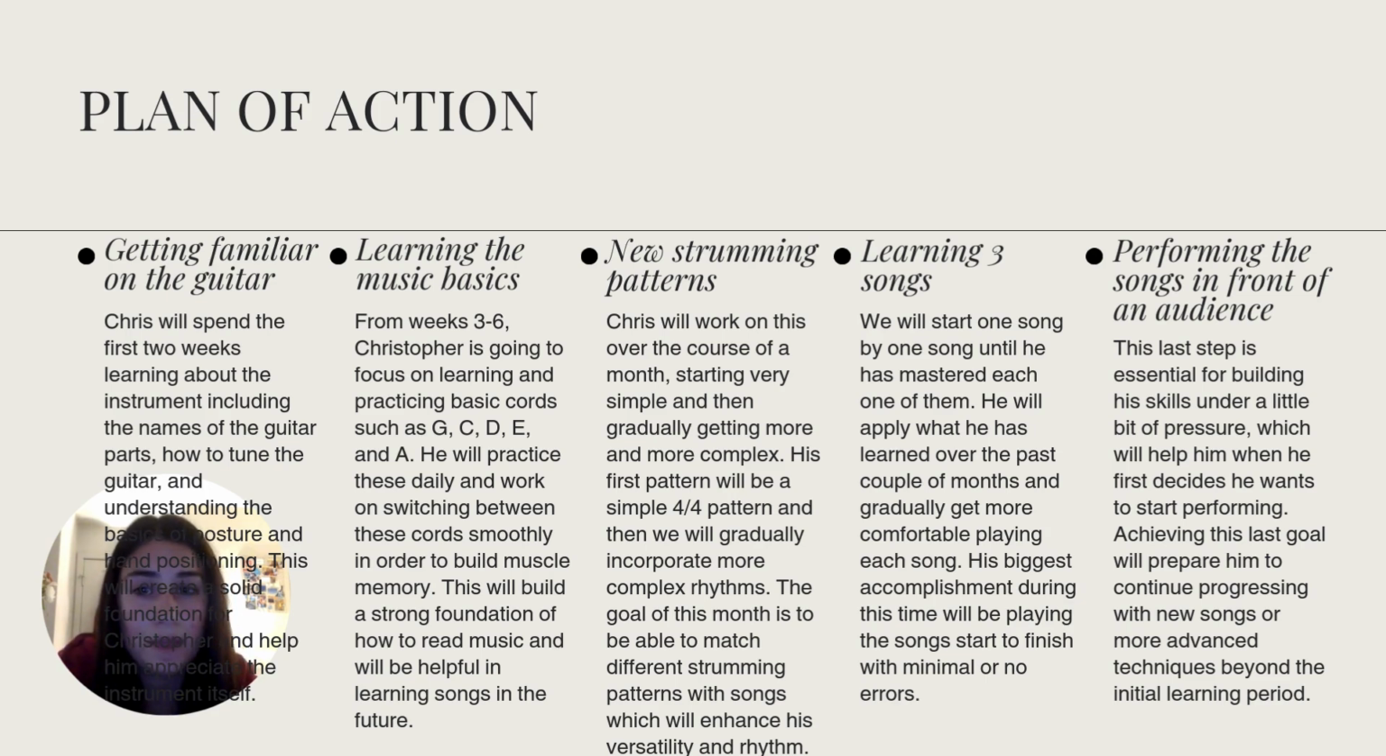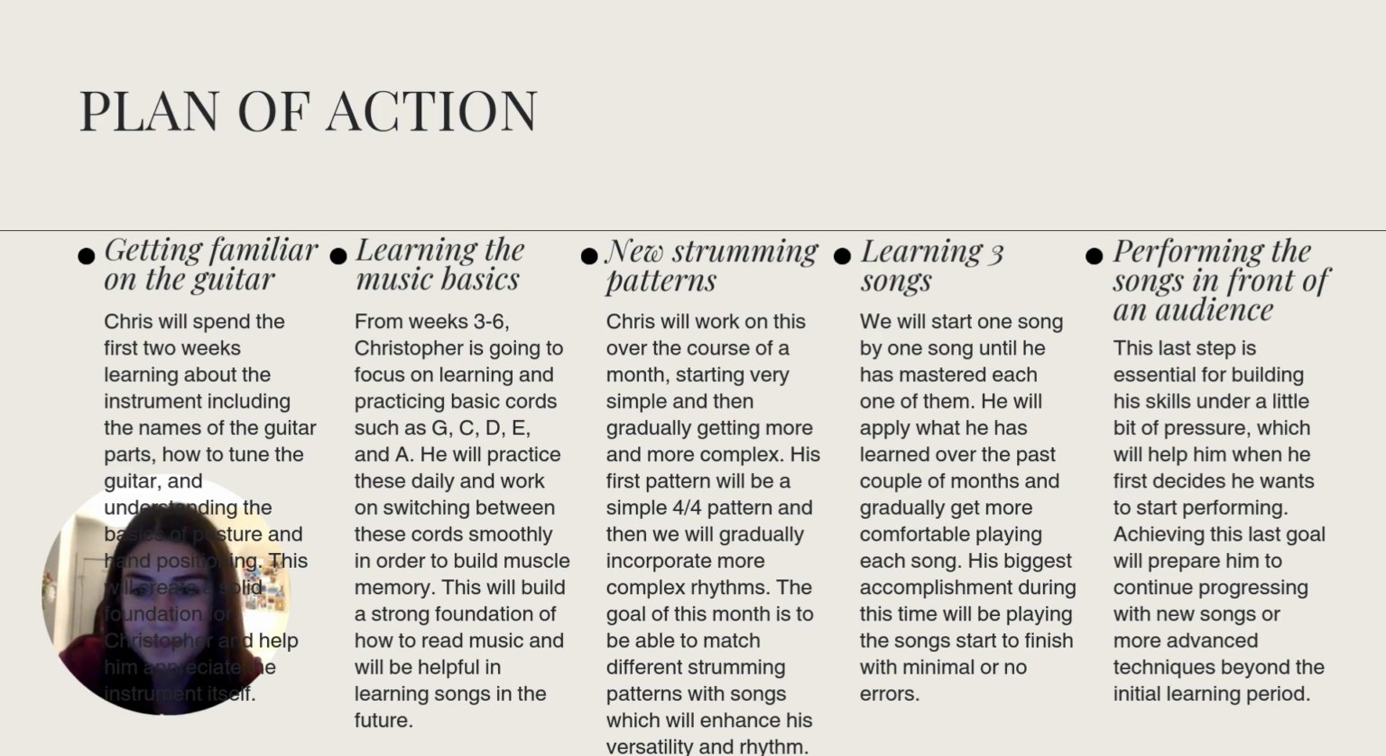Once Christopher is comfortable with the chords, ideally by week 6, he will begin to focus on mastering a few strumming patterns. He will work on this over the course of a month, starting very simple and then gradually getting more and more complex. His first pattern will be a simple 4x4 pattern, and then we will gradually incorporate more complex rhythms. The goal of this month is to be able to match different strumming patterns with songs, which will enhance his versatility and rhythm.